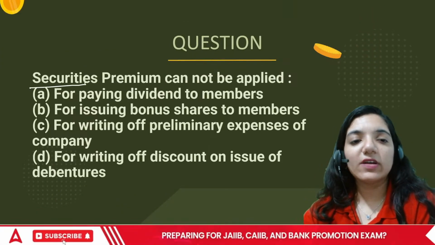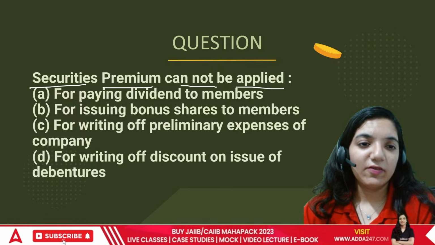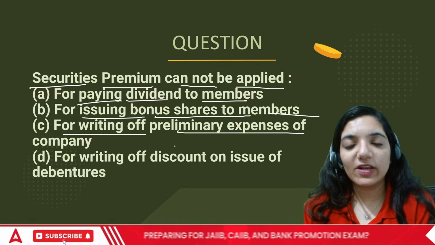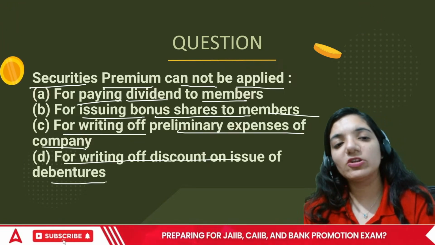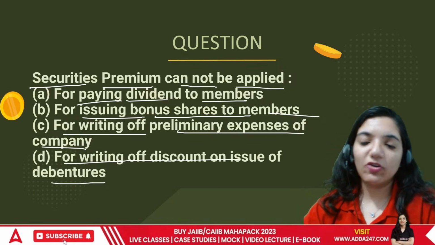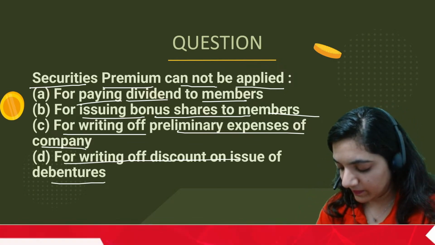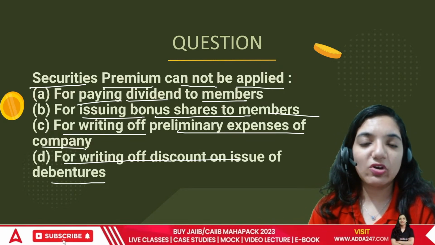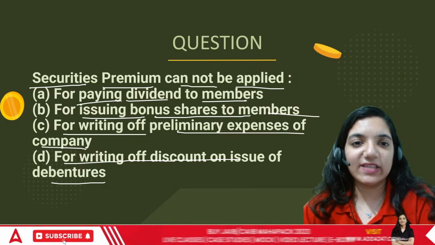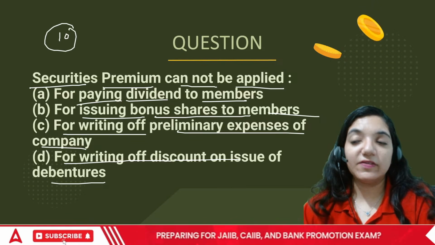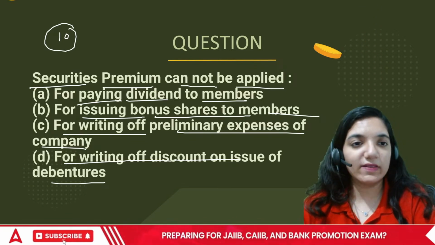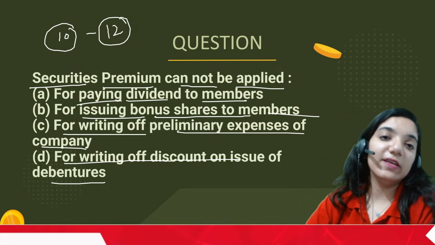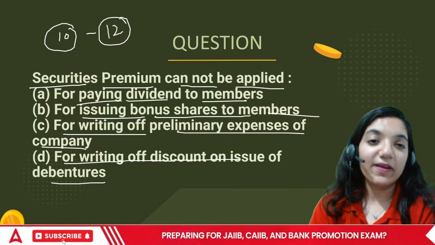Next point, the securities premium cannot be applied for paying dividend to members, for issuing bonus shares to members, for writing off preliminary expenses of the company, for writing off discount on issue of debentures. Securities premium is the extra money that is given in terms of the shares. If the share is of rupees 10, then the company says we are a reputed company in the market, we should get more than that. So they are looking forward to 12 rupees. That is basically securities premium. Where can it not be applied?